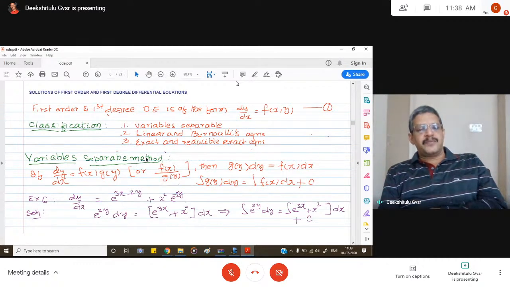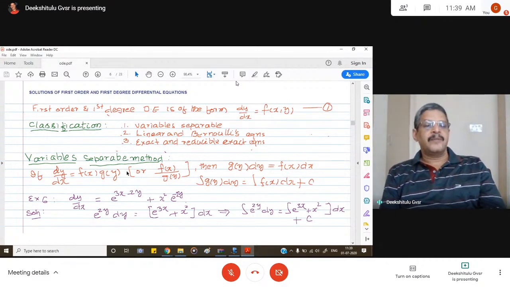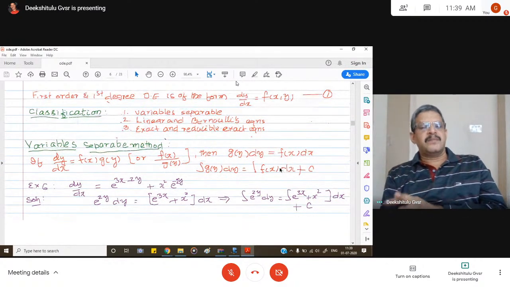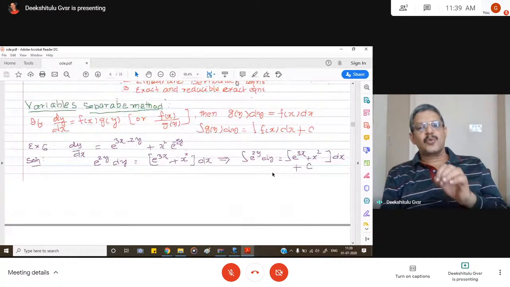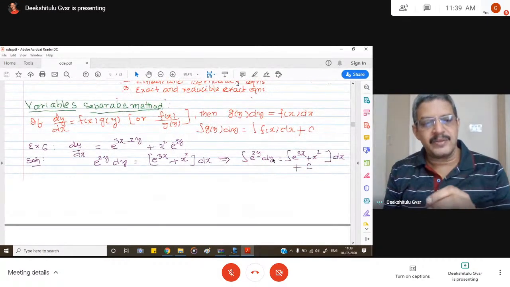So if you take dy by dx is equal to f of x by g of y and cross multiply, g of y into dy is equal to f of x into dx. We integrate: integral g of y dy is equal to integral f of x dx plus some integration constant. This is what we call the variable separable method. It is a very basic and simple method, but you have to observe the terms closely. Then you can do it more comfortably.